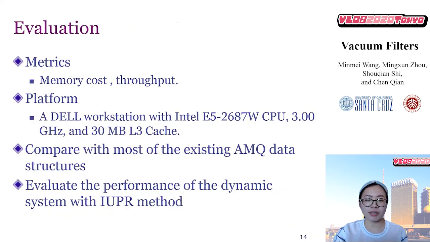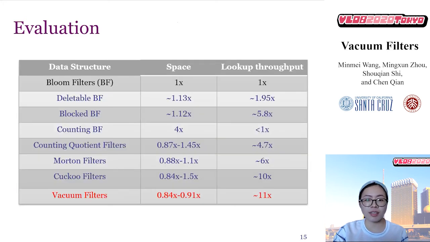In the evaluation part, we evaluate the memory cost and throughput. We run experiments on a Dell workstation with 30 megabytes L3 cache. We compare our proposed vacuum filters with most of the existing MQ data structures. We also evaluate the performance of the dynamic system with the IUPR method. This table shows the space and the lookup throughput of different MQ structures. We set the result of the Bloom filter as the baseline. We find that vacuum filter achieved the best performance in both space and lookup throughput.